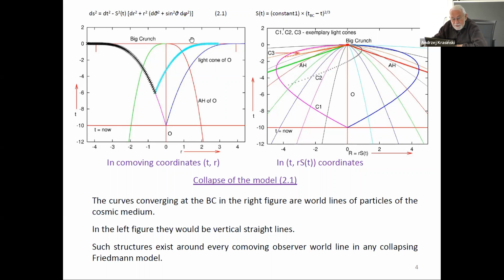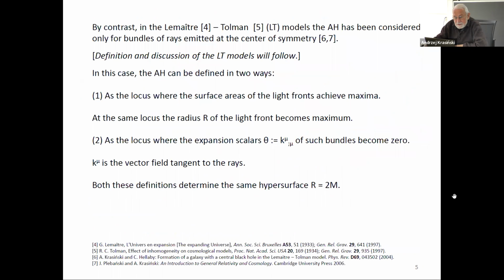If the model is somewhat more sophisticated than this, but still with Robertson-Walker geometry, then some slight deformations may occur, but qualitatively it's the same picture. Now, by contrast, in the Lemaitre-Tolman models, the apparent horizon in earlier papers has been considered only for bundles of rays emitted at the center of symmetry. I will define the Lemaitre-Tolman model in a moment, and tell you a few words about its properties.